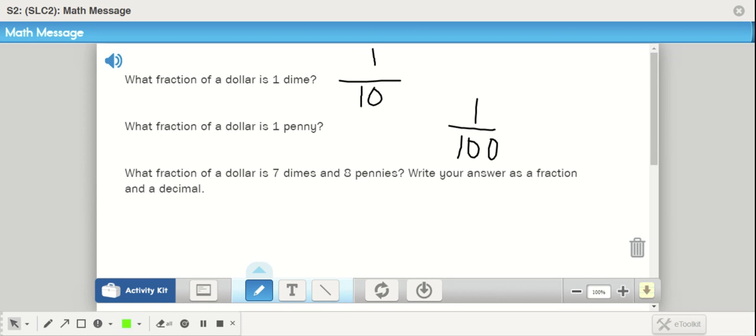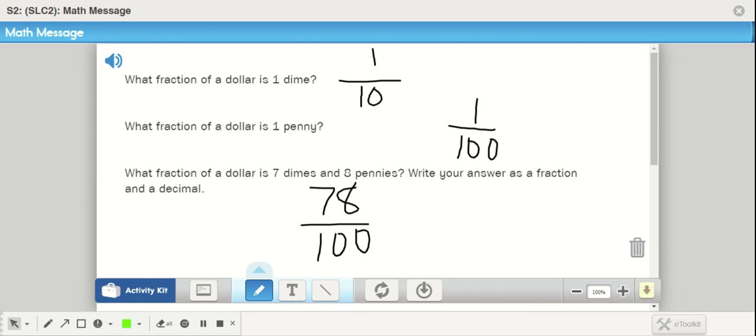So what fraction of a dollar is 7 dimes and 8 pennies? Now I have to decide, well, a dime was in tenths, a penny is in hundredths, but if I put them together, what is 7 dimes and 8 pennies worth? Well, that's worth 78 cents. So I have 78 hundredths, because 100 would be a dollar, so I have 78 cents.